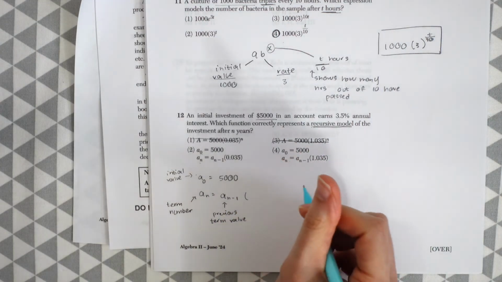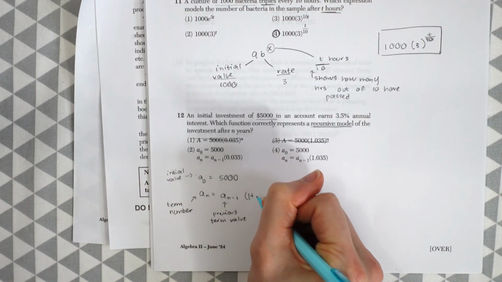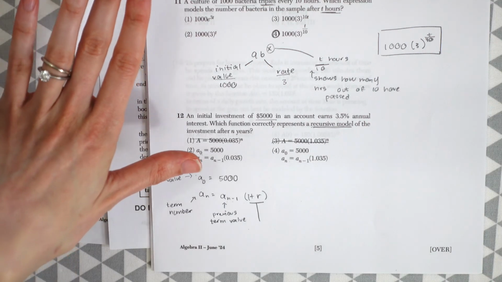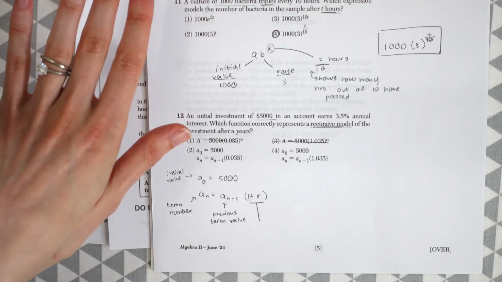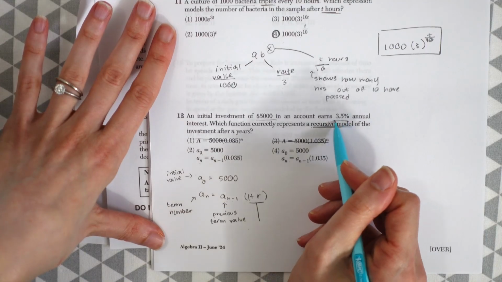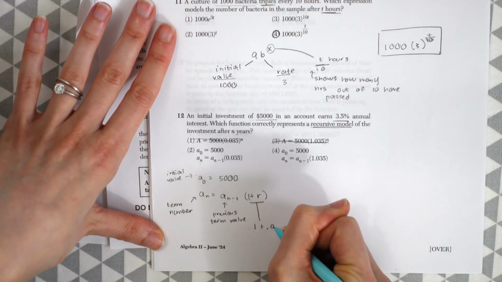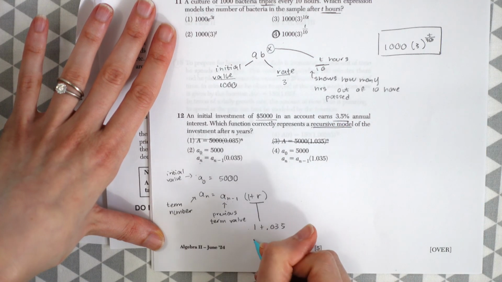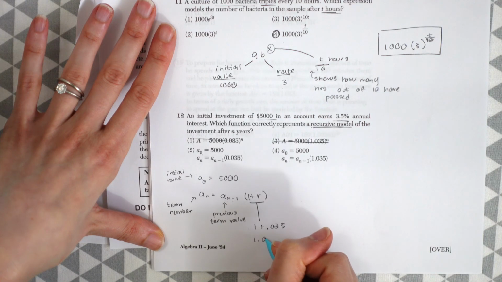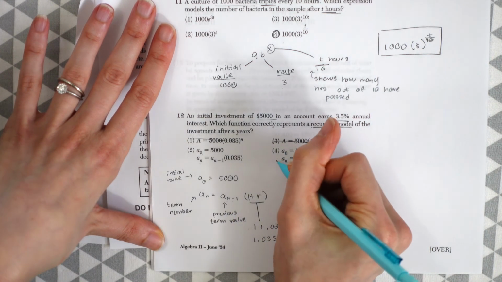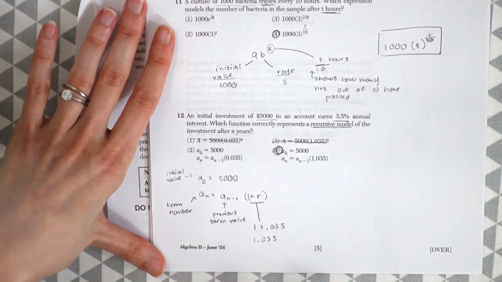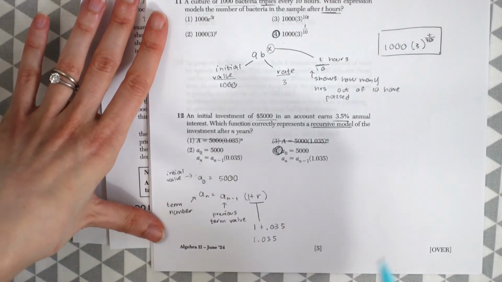We're going to be doing, in this case, 1 plus r, because we want the value of the previous term plus the value of the previous term times the rate, which is 0.035. So 1 plus 0.035 is going to give us 1.035. So we know our answer is going to be choice number 4. If you're still confused, let's run through this recursive formula and see how it works.